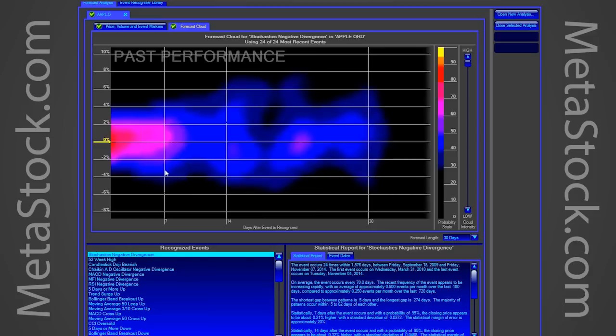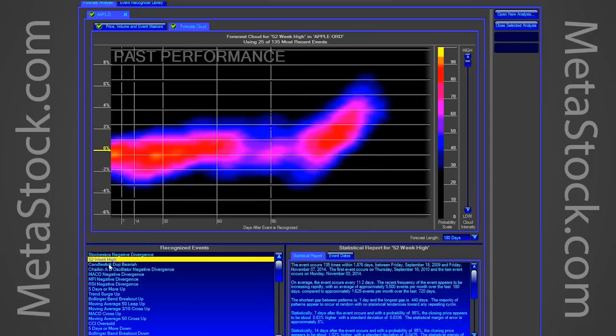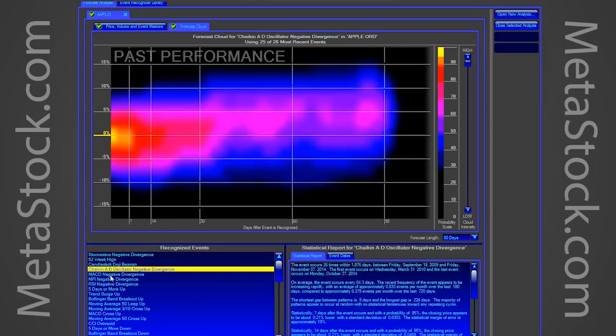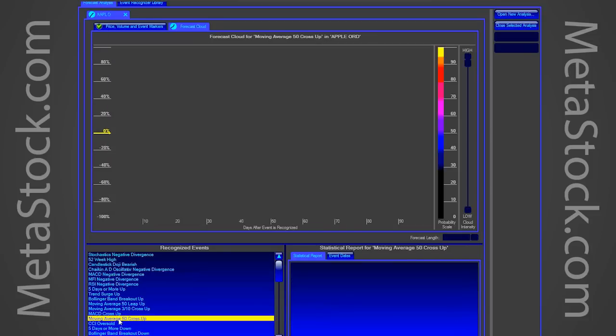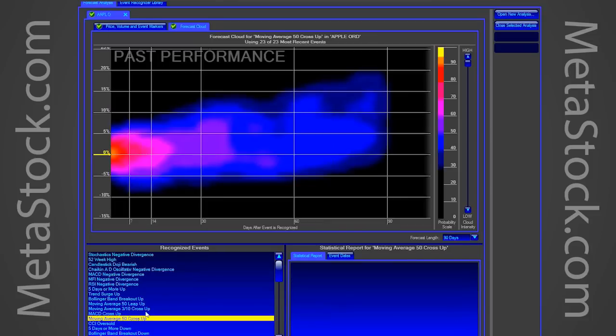But this is showing us into the future where we would expect prices to be at a certain time after something's happened. So for example, in Apple, let's go ahead and just use something like a moving average. You'll notice that there's a lot of these, and then when you click on them, you get a little bit different cloud, or sometimes an incredibly different cloud. Let's take a moving average cross-up situation, and we're looking at, well, here's one.